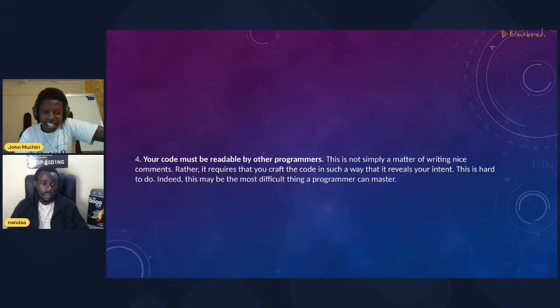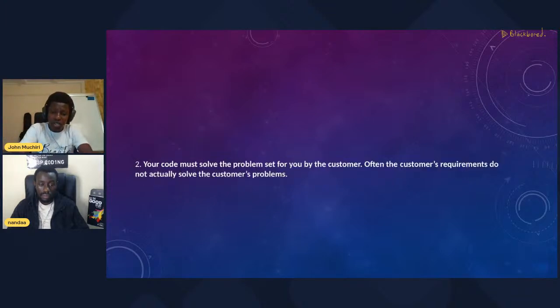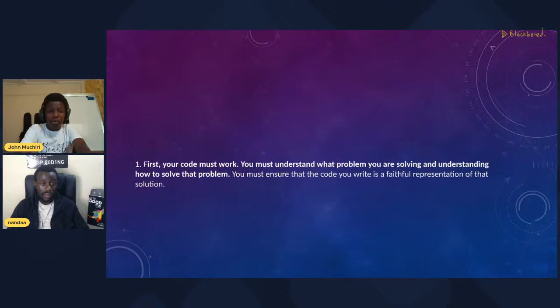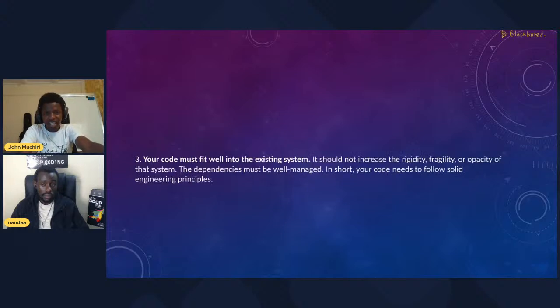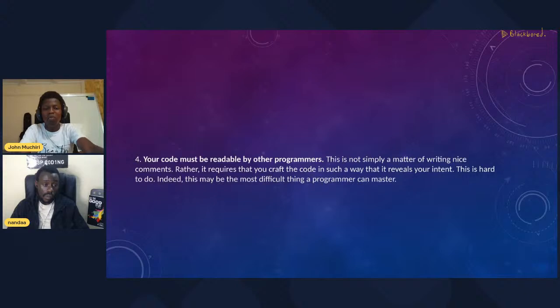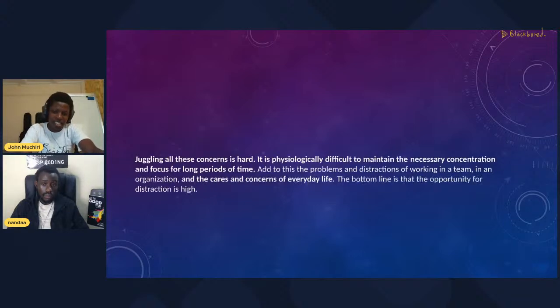Like, if I can read Nanda's code and know the intent without him telling me what the code is doing. So you have to put all those 4 factors together. Like we talked about: number 1, your code must work; number 2, your code must solve the customer's problem; then it must fit together with the existing system; and then your code must be readable by other programmers.